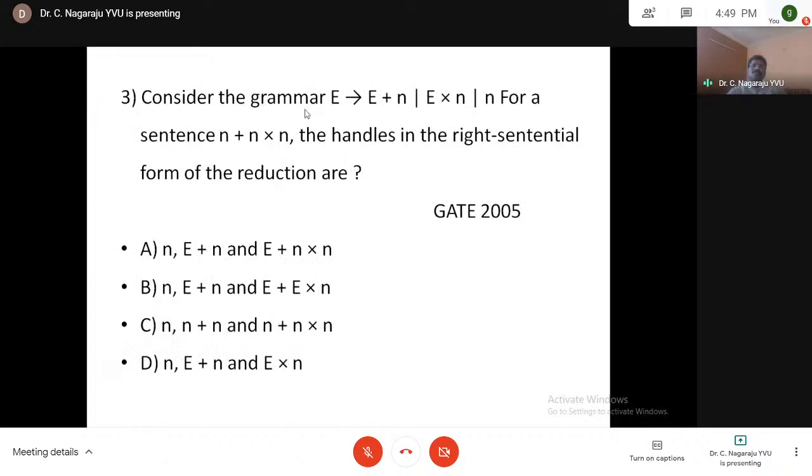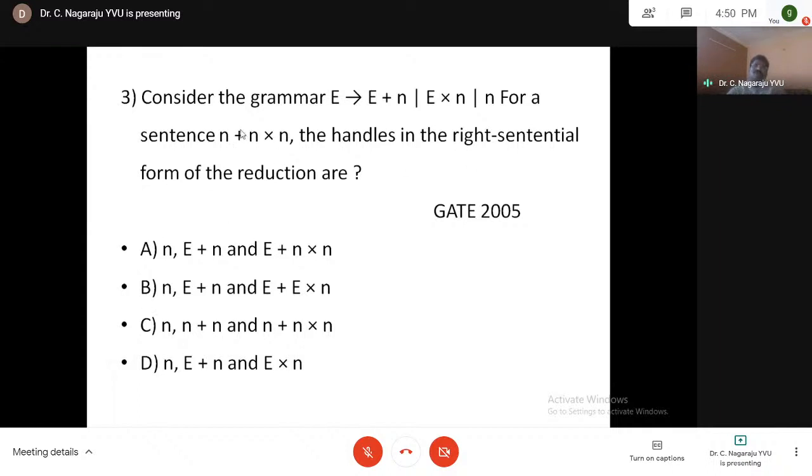So consider the grammar. Third question. Consider the grammar: E can have the form E plus N, or E into N, or N, for the sentence n plus n into n. In the previous case it was id plus id into id. The handle is the right sentential form of the production. That means this is the rightmost derivation. So in that case, which one is the correct answer?